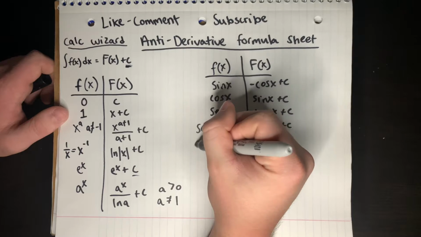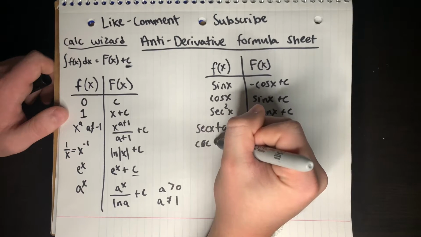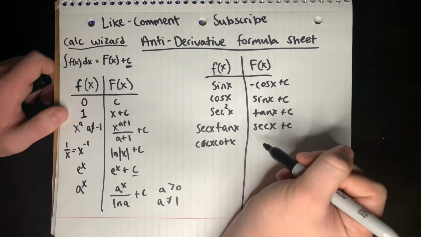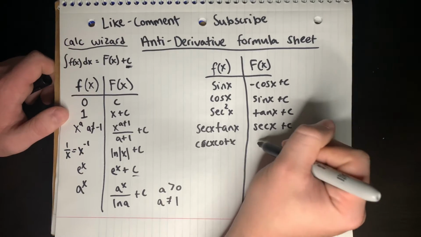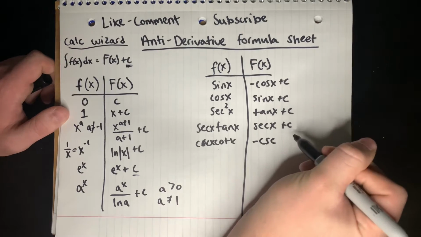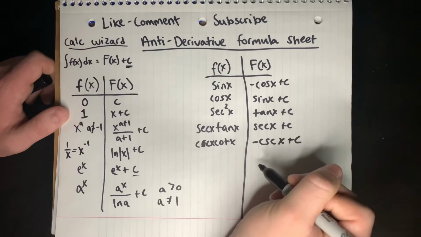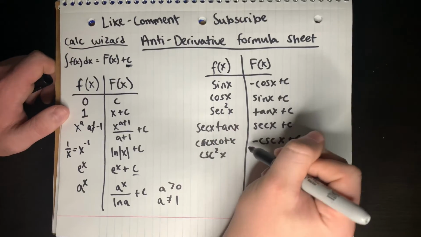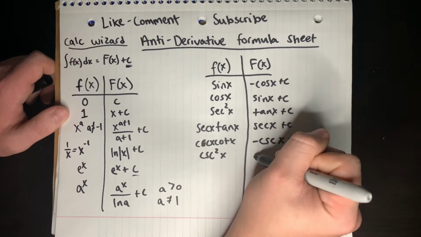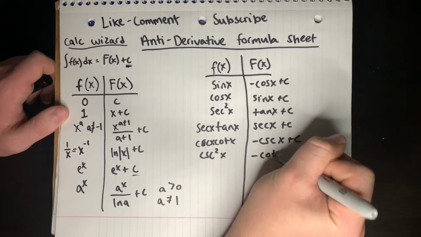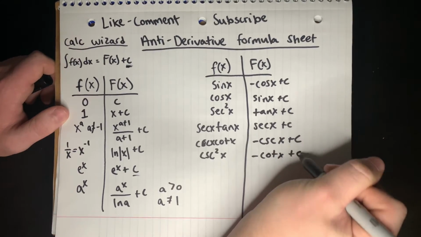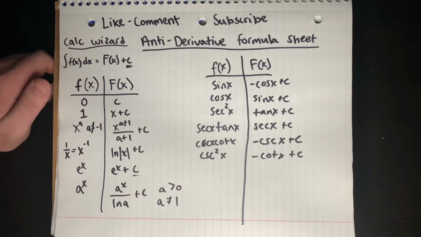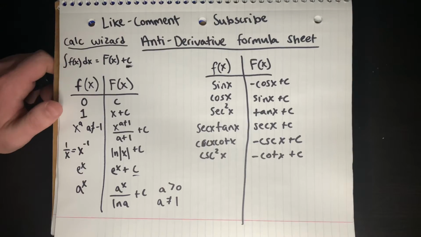Next, we're going to get into cosecant cotangent of x, and its antiderivative is going to be our negative cosecant of x plus that constant c value. Next, we're going to get into cosecant squared of x, and its antiderivative is going to be our negative cotangent of x plus, guess what? That constant c value. So we're going to get into our inverse trig functions here.